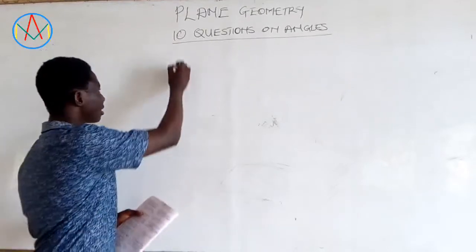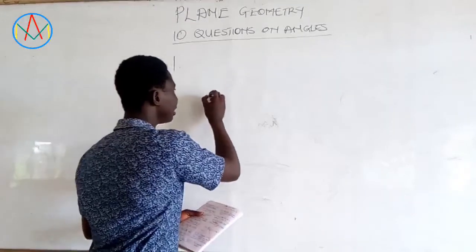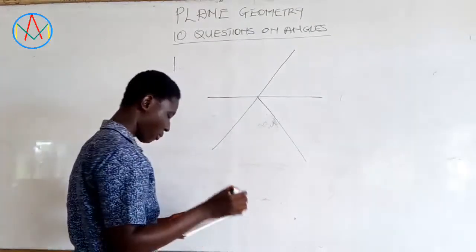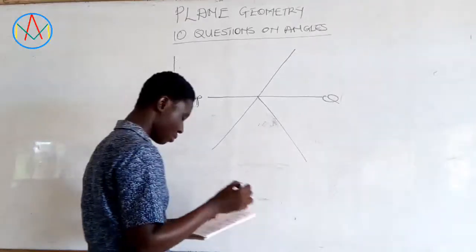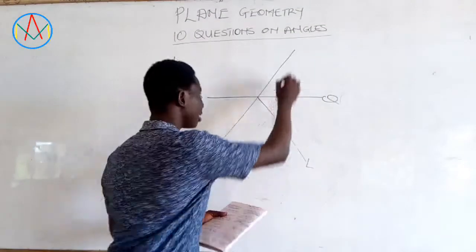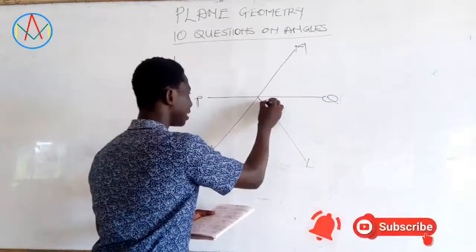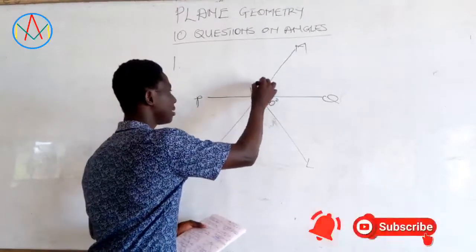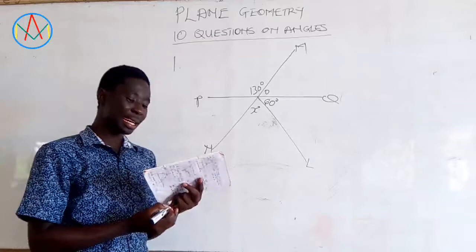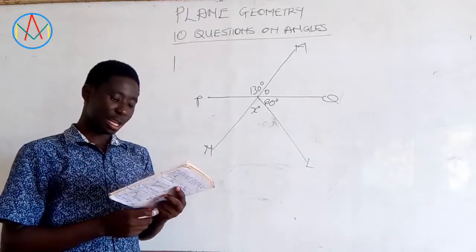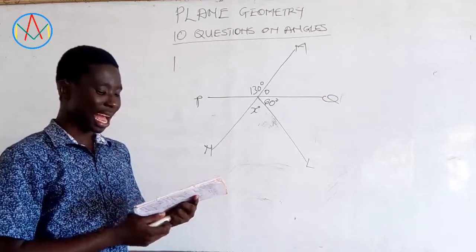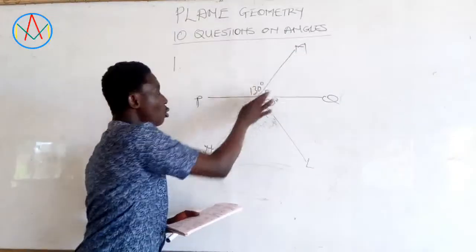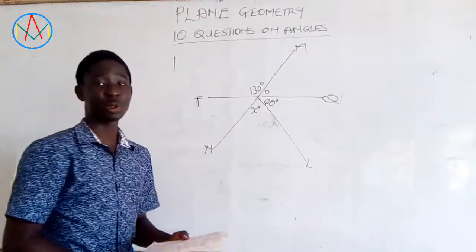Now the first question is, we are having this diagram. P, Q, N, L, M. This side is 60 degrees, is O. This X degrees, 130 degrees. And the question is, in the diagram, POQ, MON, and OL are straight lines.